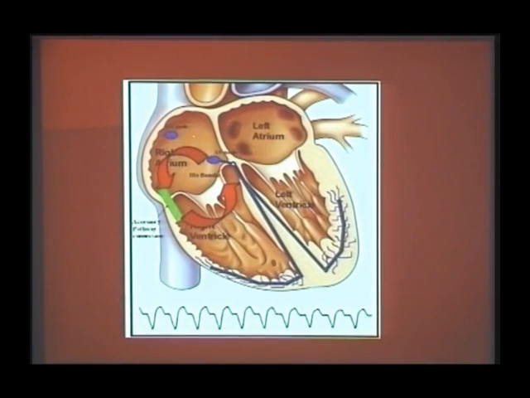Whereas in certain situations, the premature beat will find the accessory pathway responsive and the normal pathway refractory.